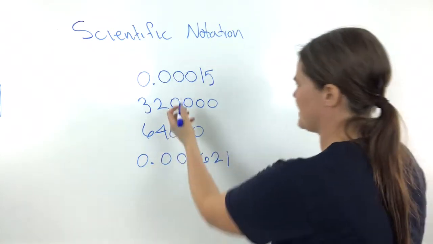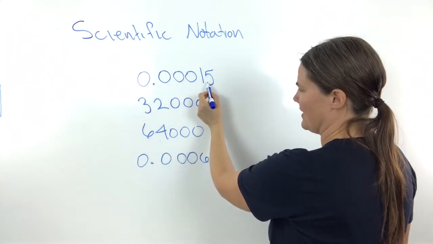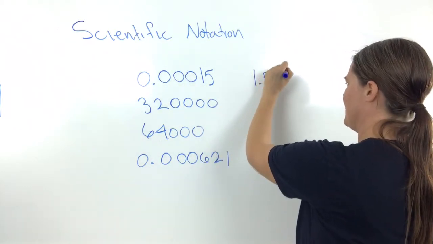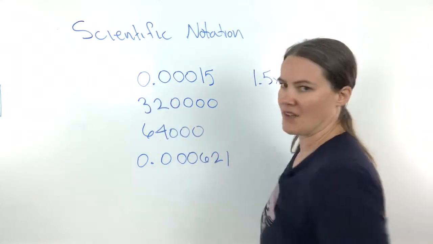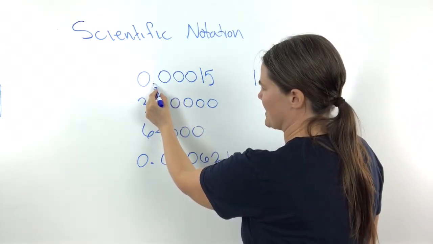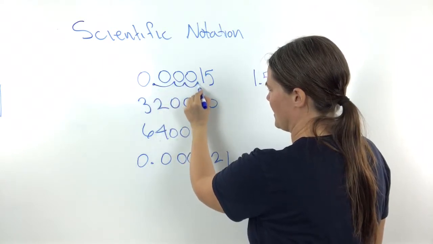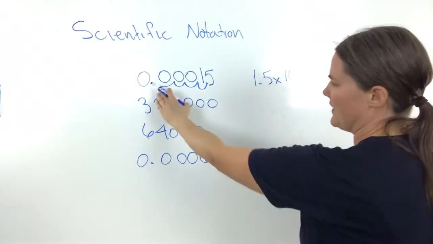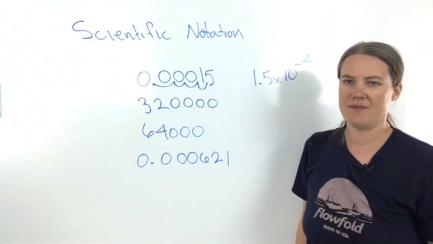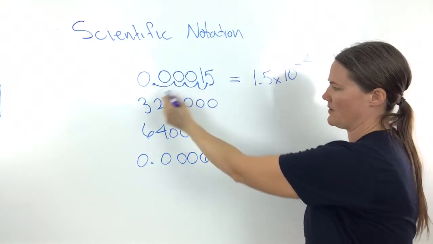Now I want to go through these. So this one, we want to move the decimal point between the 1 and the 5 to put this in scientific notation. So I'm just going to write the 1.5 times 10 to, and then I need to figure out what the exponent is on this number. So I want to take the decimal and just move it over to here. So that's going to be 1, 2, 3, 4. And I moved the decimal to the right, so the exponent will be negative. So this is 1.5 times 10 to the -4 is equal to this number.